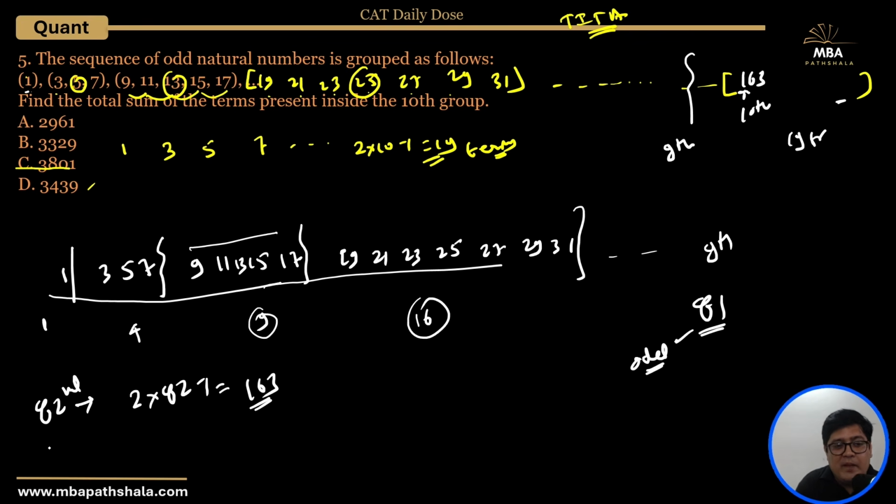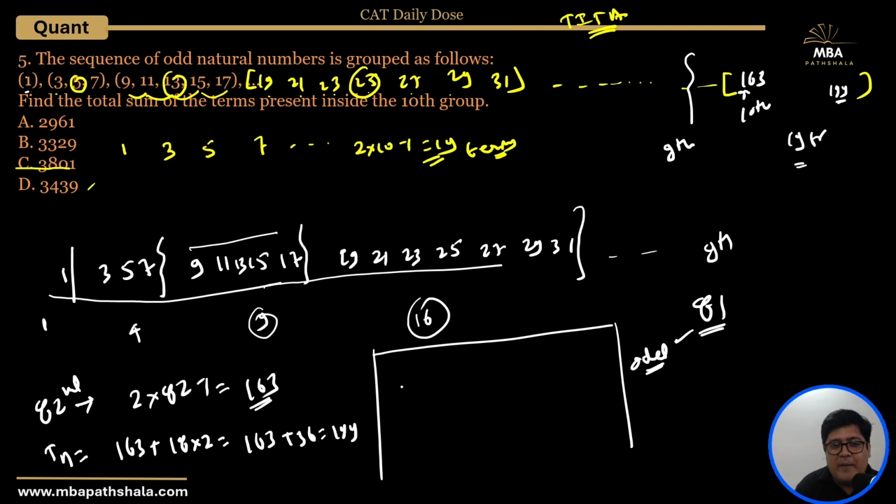What is the general term? Tn is equal to first term plus n minus 1 times the common difference, with 19 terms. N minus 1 is 18, into 2. So 163 plus 36, 199. The last term is 199. What is the sum of the sequence? Sum of the sequence is first term plus last term divided by 2 into 19. Solve this, check your values, you will have this as your answer.